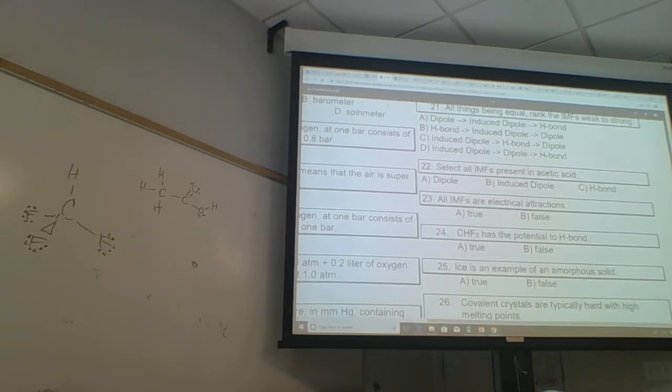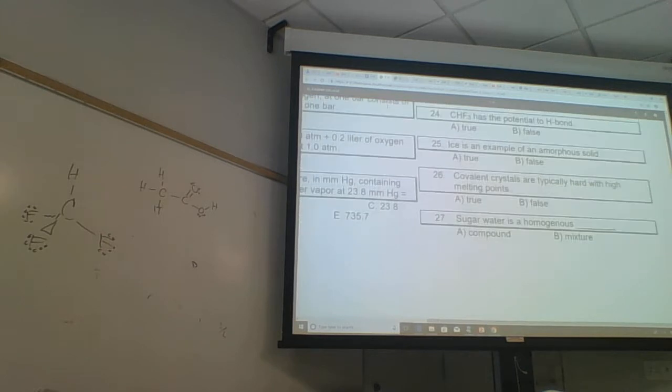Do we have dipole? Yeah, dipole's present and instantaneous dipole or dispersion. So those two are present. Ice is an example of an amorphous solid.